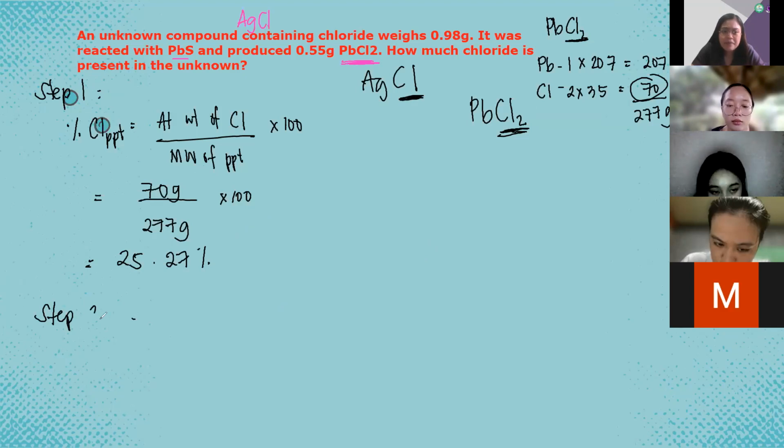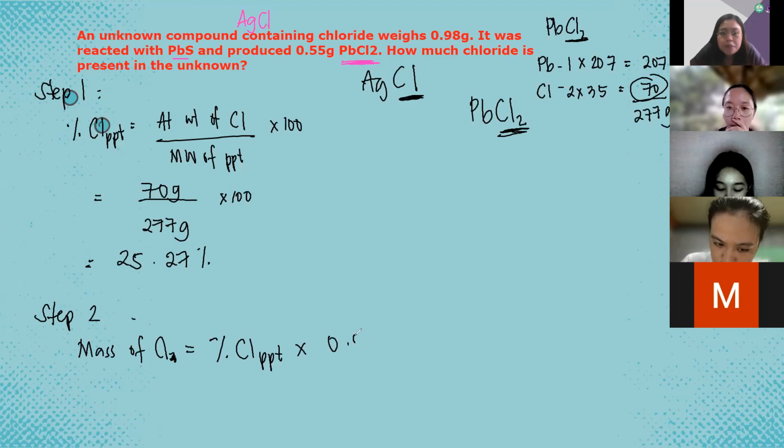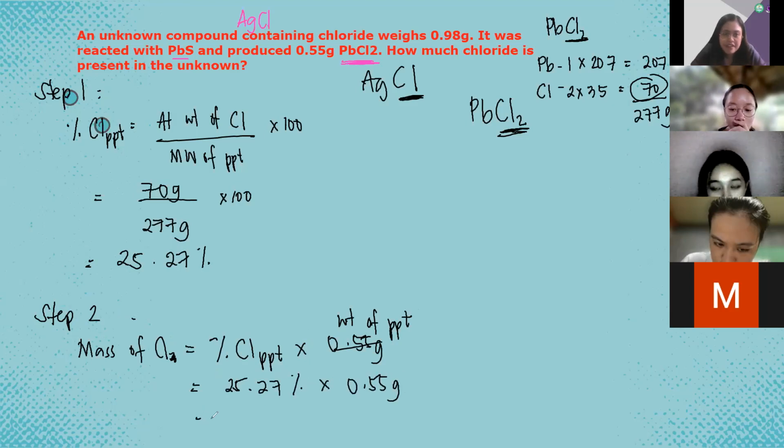So the next succeeding steps are actually the same. The mass of the chloride in the precipitate will still be computed as percent chloride in precipitate times the weight of the precipitate. Here, 0.55 grams. This is the weight of precipitate. So, ang computed is 25.27% times the weight is 0.55 grams. So, parehas na yan siya. 25.27 divided by 100 is 0.2527 times 0.55. That's 0.1390 grams. So, yun yung step 2.